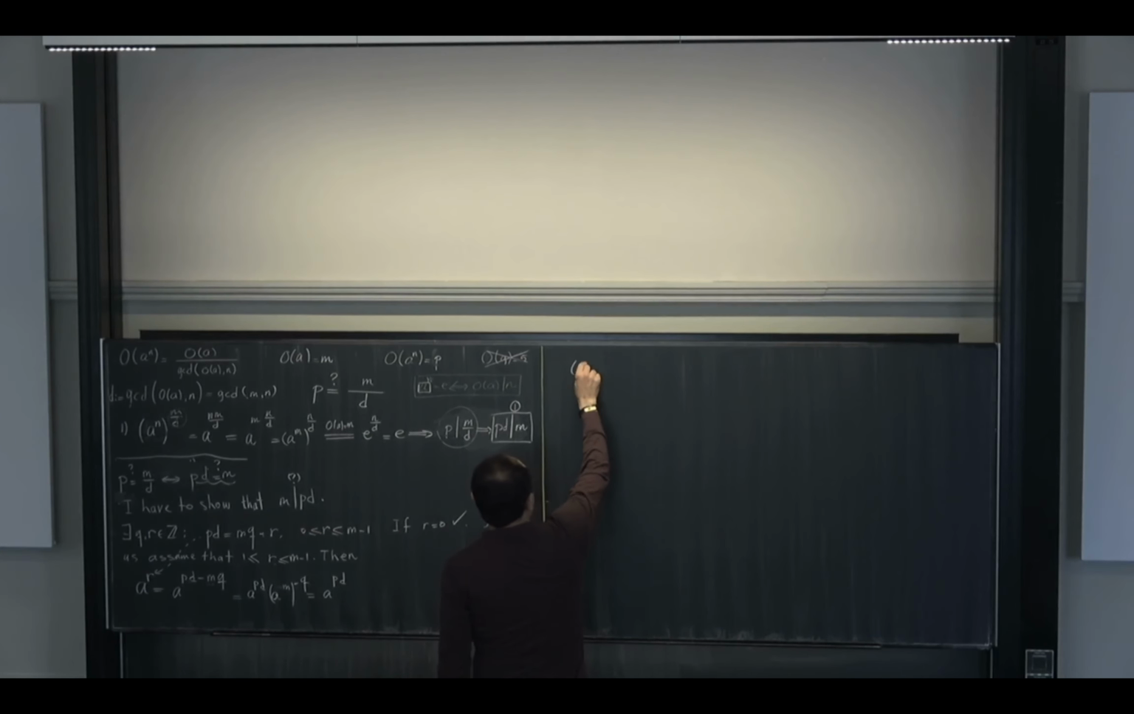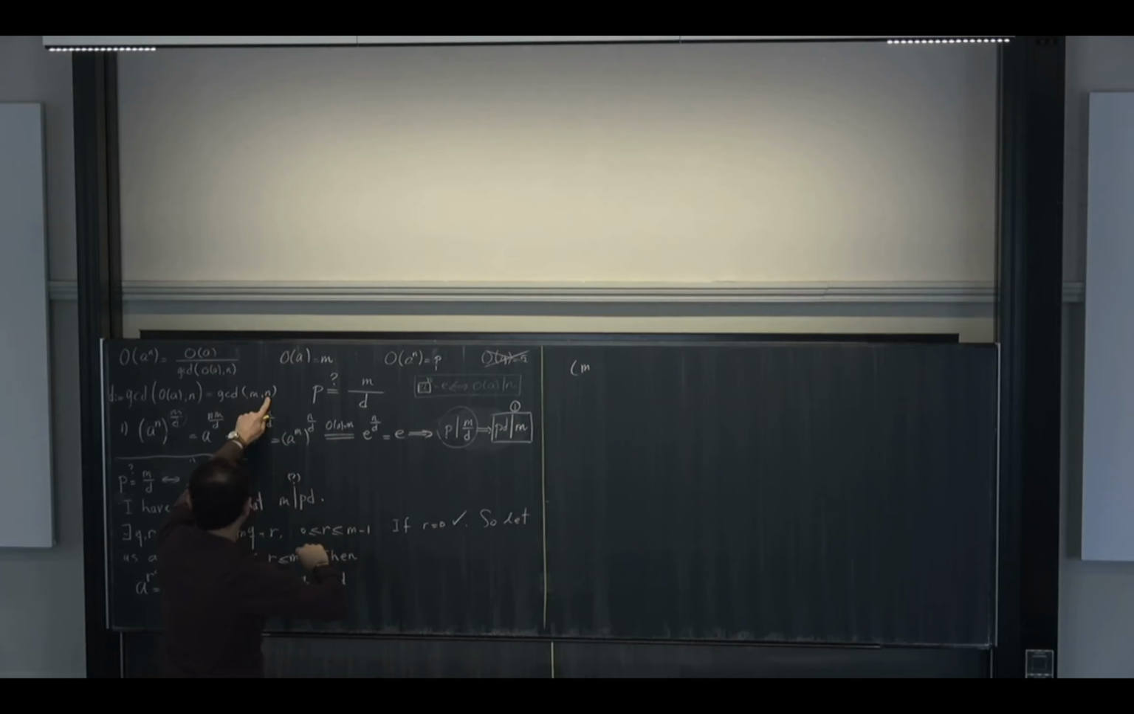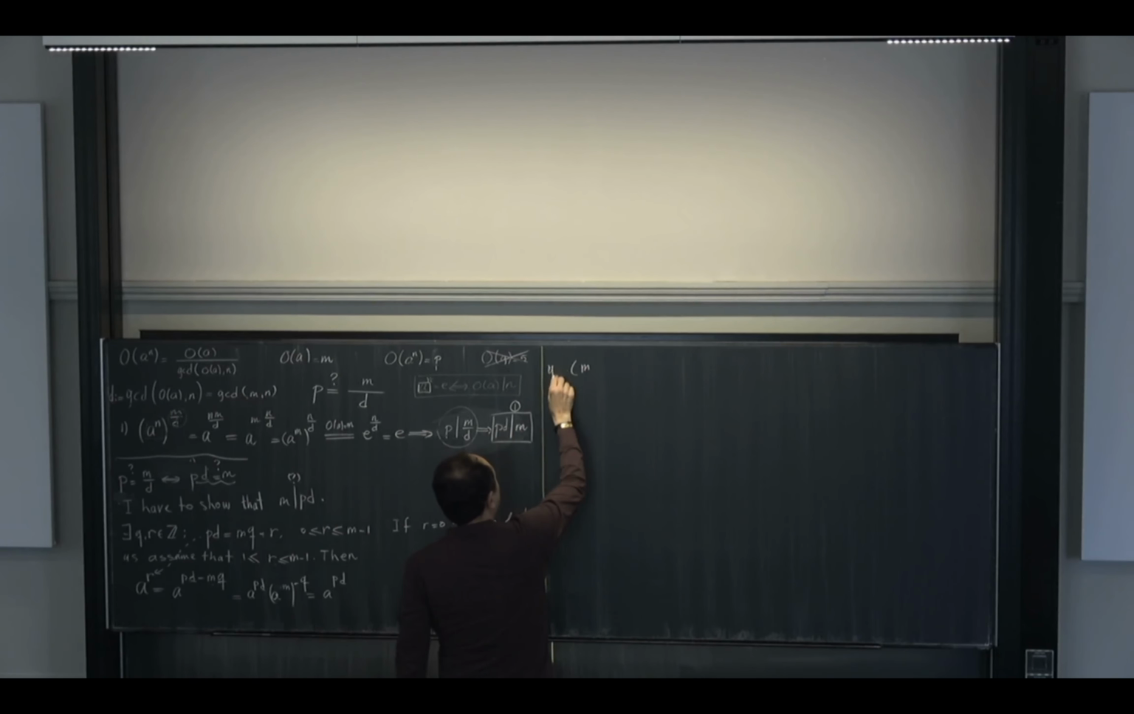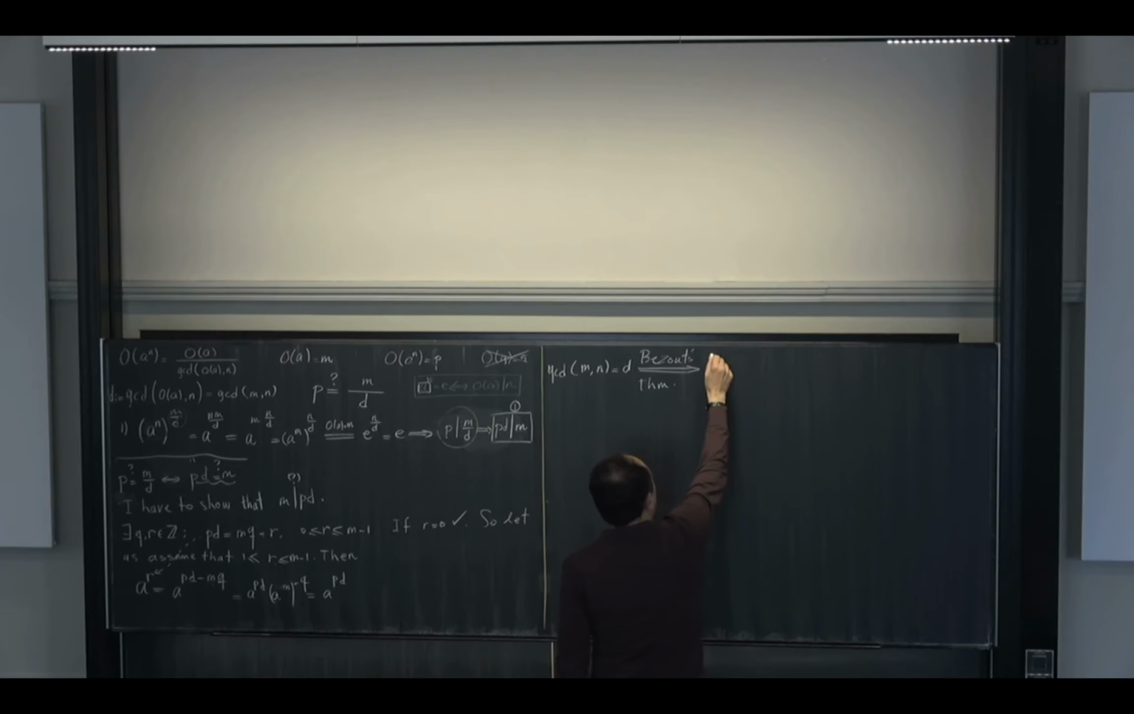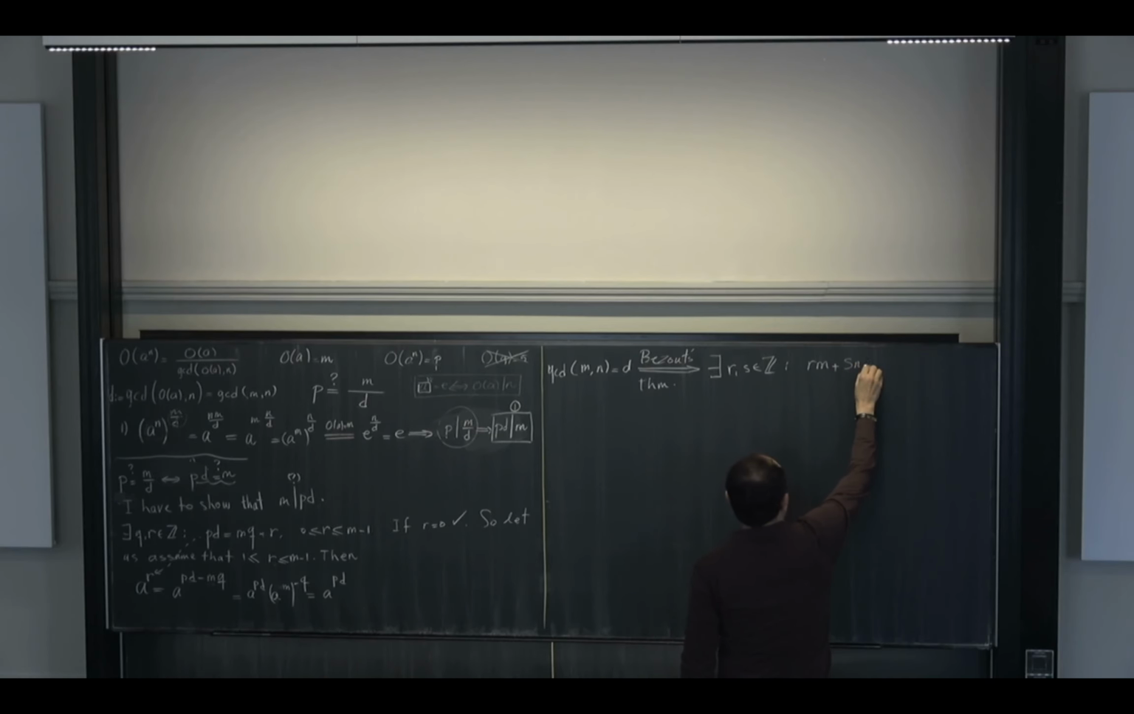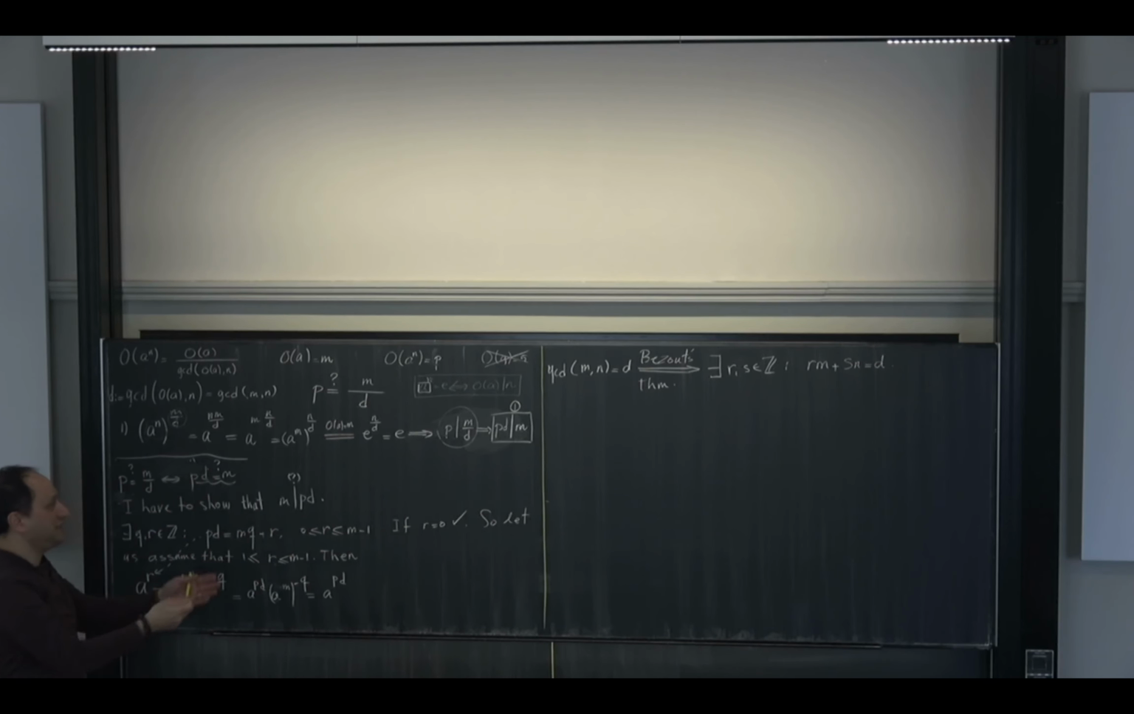So what is D? The GCD of M and N is D, yes? So the GCD of M and N is D. What can I conclude? Bezout, if I remember. These French names are hard. Bezout's theorem. Okay? By Bezout's theorem, what I can conclude is that there are R and S in Z such that Rm plus Sn is equal to D. Yes? So these are two very standard theorems, the division algorithm and Bezout's theorem, okay?